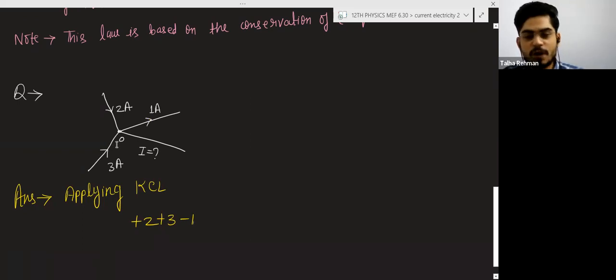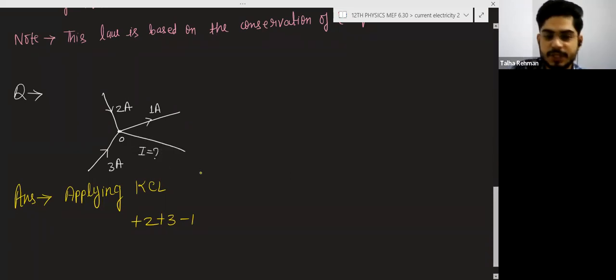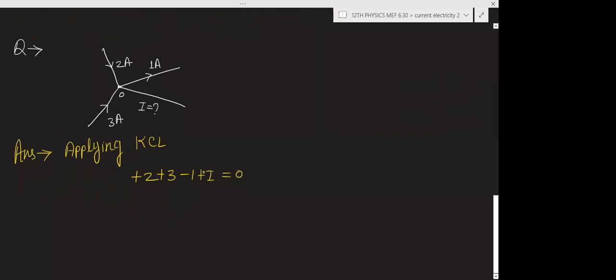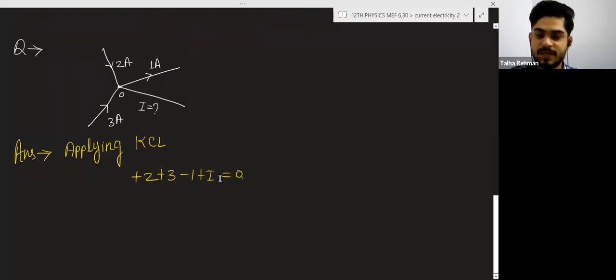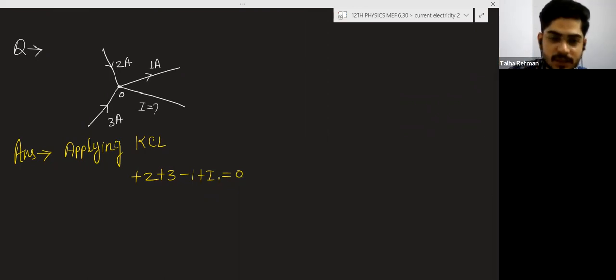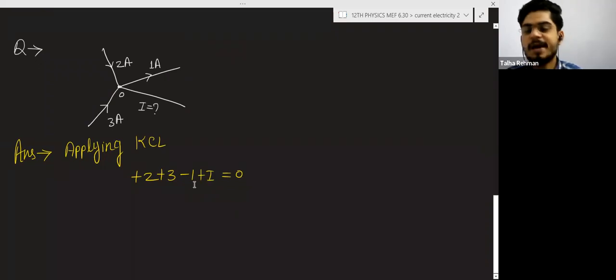If you do not know about this current, do not take any sign. Just write it as +I equal to 0. Now you can solve this. Sir, we can also use the question: current entering the junction equal to current leaving the junction. Of course, that is fine. You can use that, no problem. But I will solve from that also.